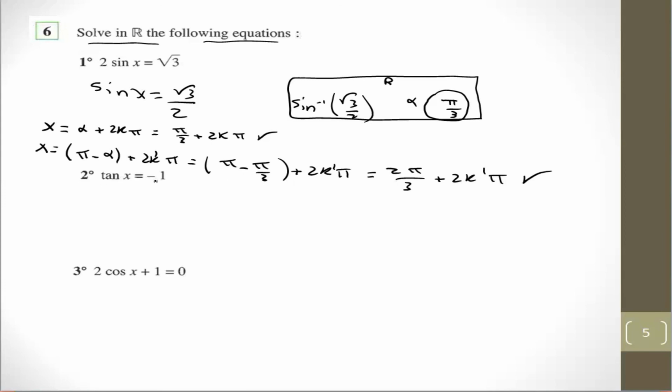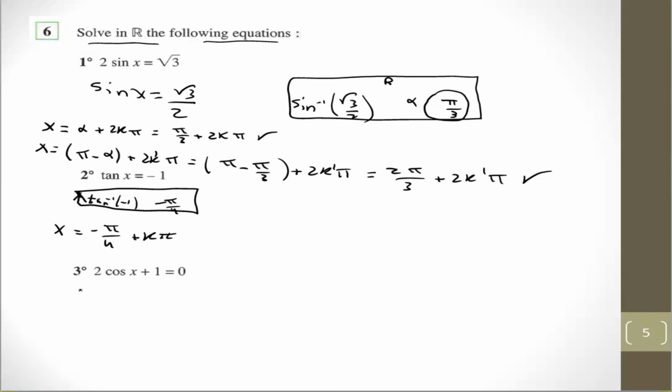Next, if tangent x equal minus 1, press shift tangent in your calculator and press minus 1. If you just write tangent inverse of minus 1, the output will give you minus pi over 4. So in this case we have x equal minus pi over 4 plus k pi only.